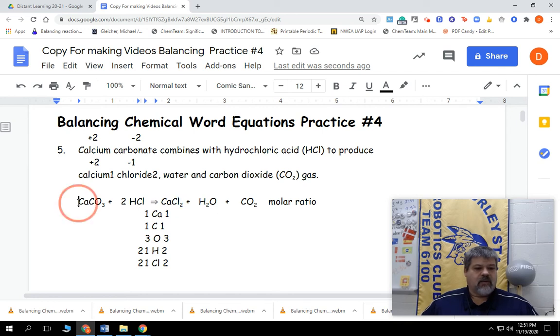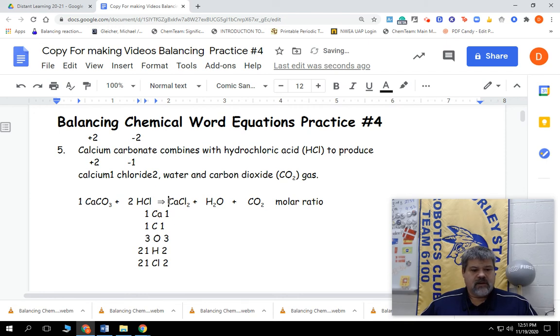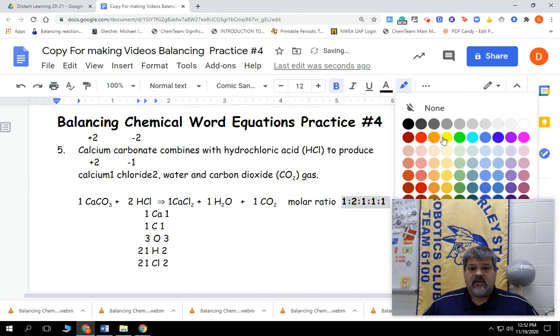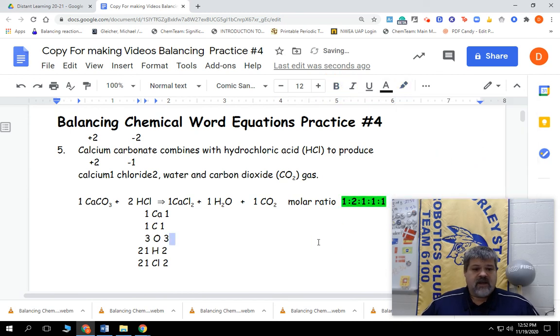So our molar ratio is going to be 1 to 2 to 1 to 1 to 1. So we'll write that in as 1 to 2 to 1 to 1 to 1. There are 5 different numbers there. 1, 2, 3, 4, 5. Have them all there. Highlight it. Look at it and say, can I reduce? In this case, we can't reduce. We do have 1s. So we're going to highlight it and change the color. And there's our answer for problem number 5. We're all done with that.